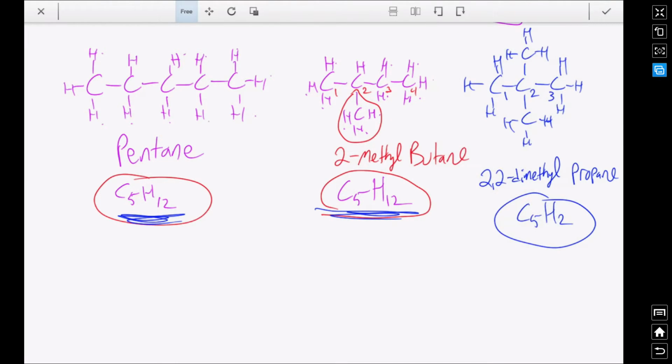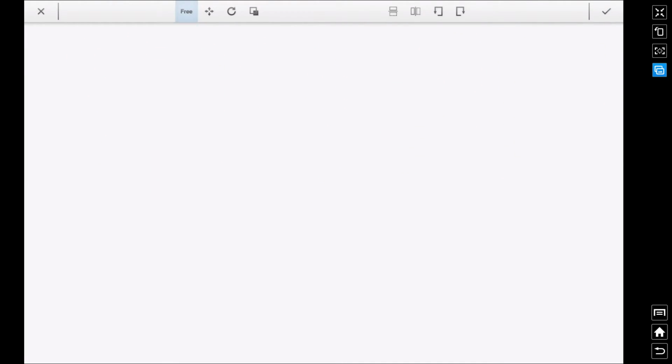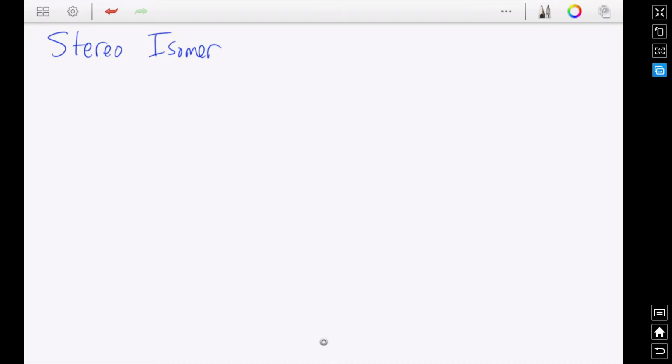Okay, let's move on. So, a stereoisomer, I mentioned this briefly earlier, this is only found whenever there's a double bond. Only found when double bonds occur.